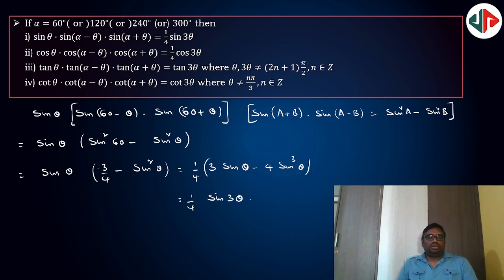In the same manner, replace the alpha value with 120 degrees or 240 degrees or 300 degrees. The result will be the same. In the same manner, if you apply cos, tan or cot, the resultant value will be there. Cos means 1 by 4 times cos 3 theta. But if you take tan and cot, it becomes tan of 3 theta or cot of 3 theta. That's the condition. Very important formula. Kindly remember this formula.